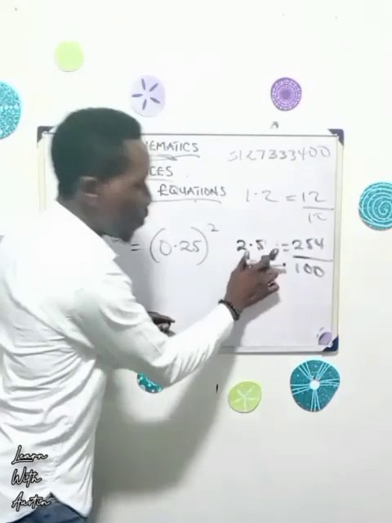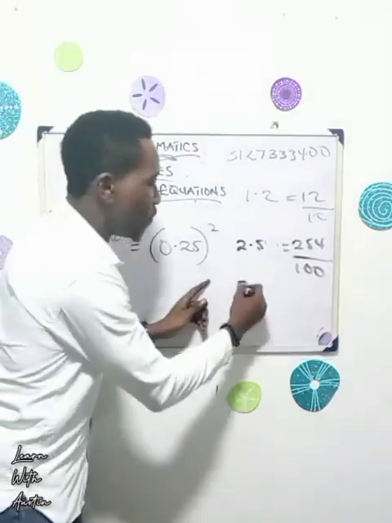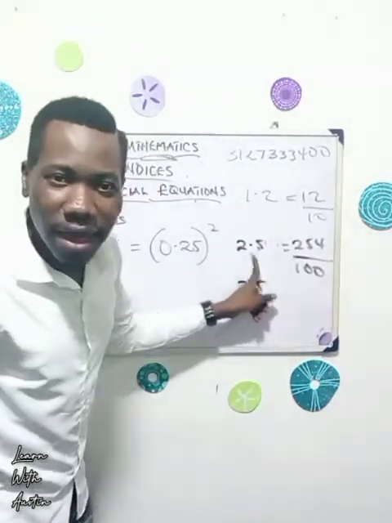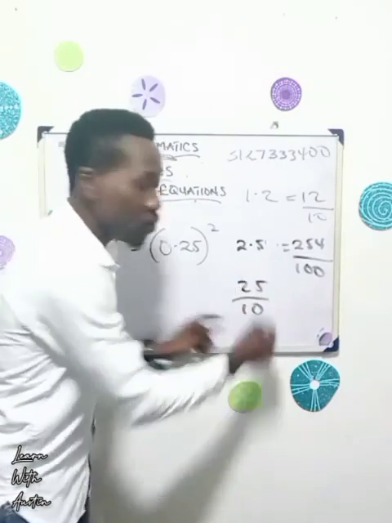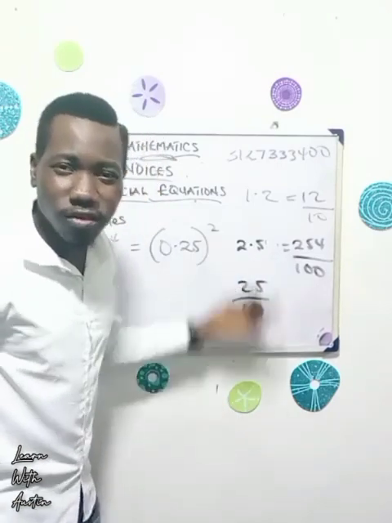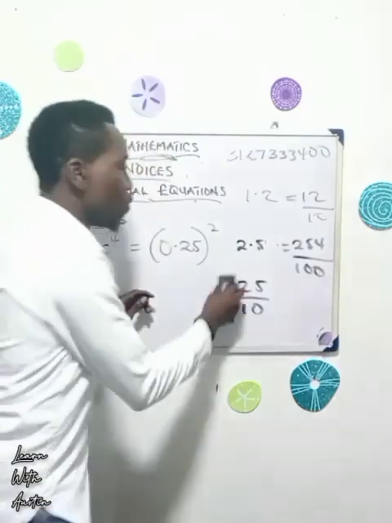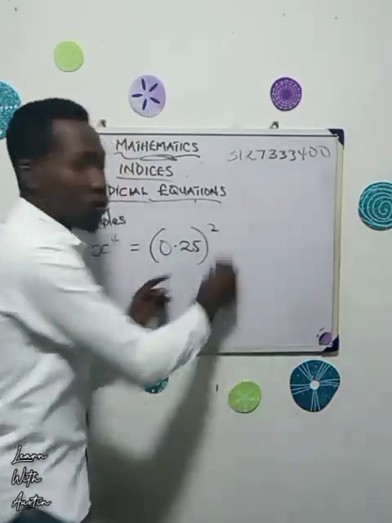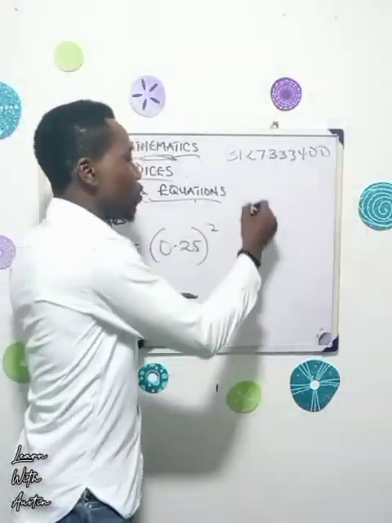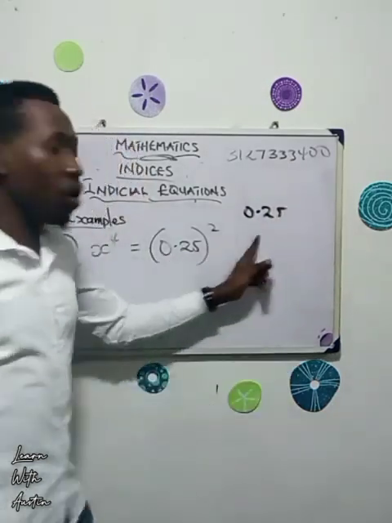If it were to be just 2.5, that will be 25 over 10, just one number after the decimal point. Alright, that's how to change decimals to fractions. So now what do you think 0.25 will be as a fraction?